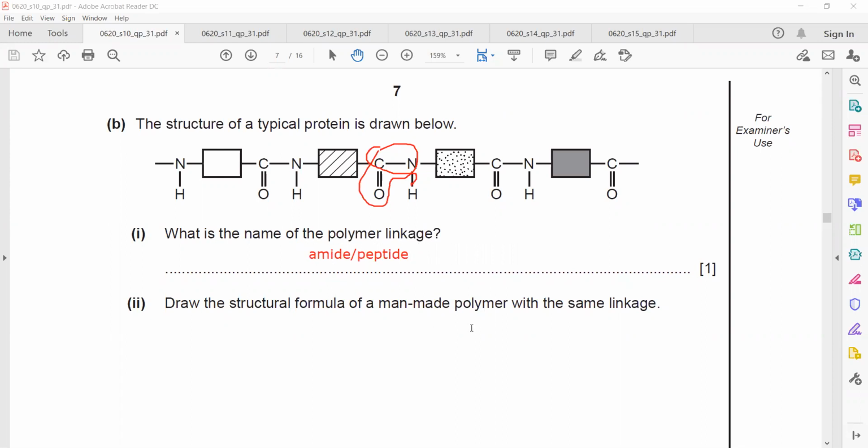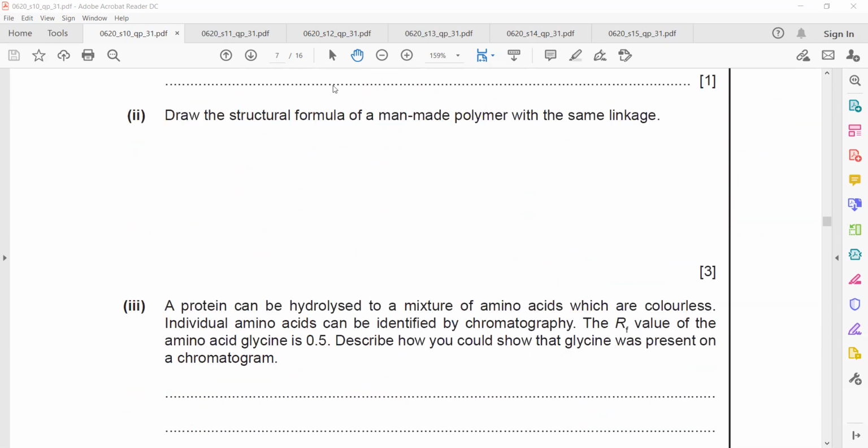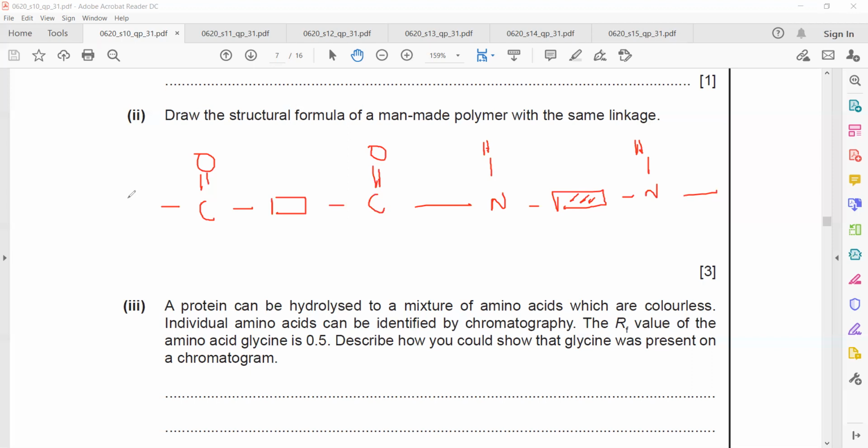Then draw the structural formula of a man-made polymer with the same linkage. A man-made polymer with the same linkage means you have to draw nylon. For nylon, the monomers are a dicarboxylic acid reacting with a diamine. So C double bonded with O. We just have to draw the polymer. The carboxylic acid will lose its OH and the amine will lose its H. Then continue the structure and put brackets in.